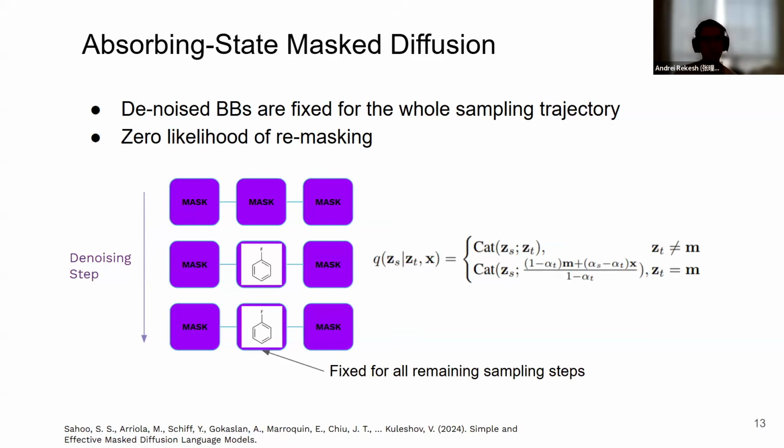One is that once one denoises a building block, it is fixed for the whole sampling trajectory. That corresponds to the top condition where Z_t does not equal M, so Z_t is not the mask token in the equation on the right. And there's a 0 likelihood of remasking. All that means is once a building block is denoised, it can never be remasked during sampling. These assumptions actually provide a nice way to relate a negative log likelihood to the diffusion loss, but we don't have to care about that here.